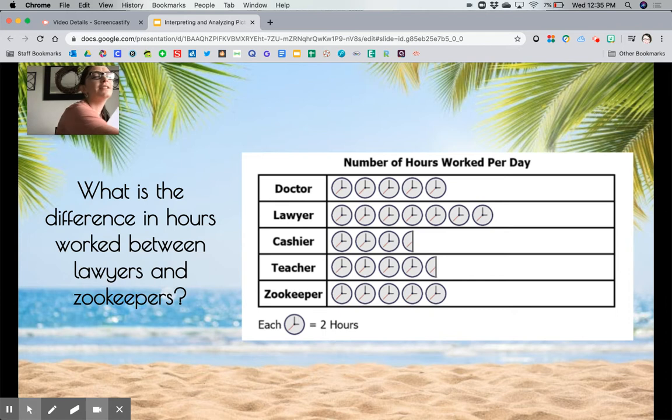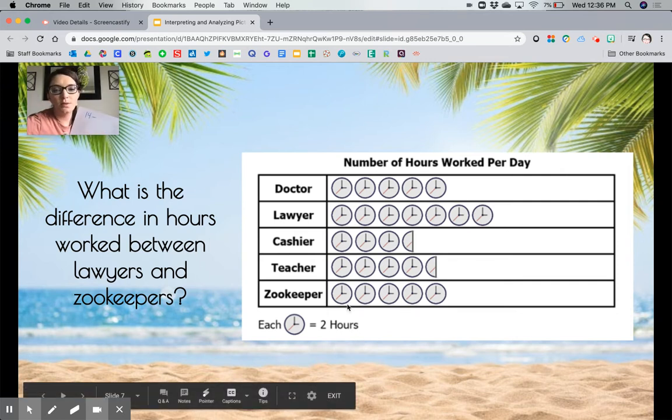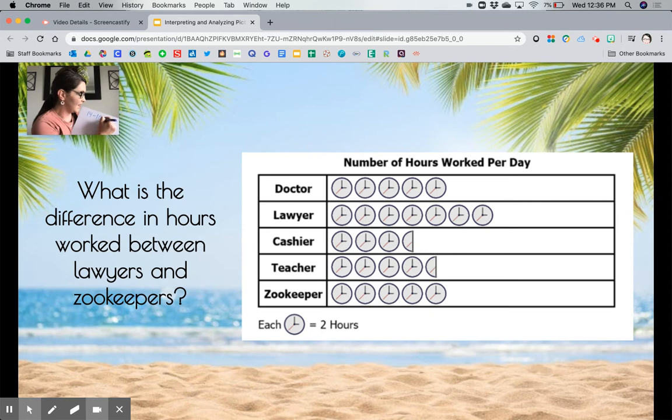What is the difference in hours worked between lawyers and zookeepers? Now, if I want to find the difference, I'm going to want to subtract. So, lawyers and zookeepers. Let's find out how many lawyers have. 2, 4, 6, 8, 10, 12, 14. So lawyers have 14 hours, and I'm going to subtract because I want to find the difference. Zookeepers, 2, 4, 6, 8, 10. So 14 minus 10 would equal 4. So we know that there's a 4-hour difference in what the 2 work.